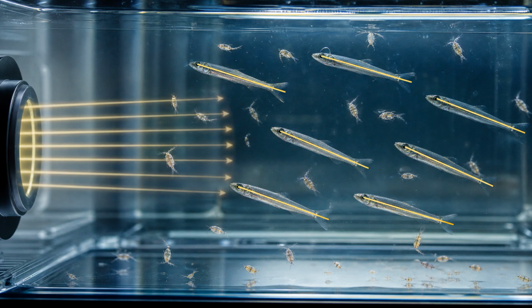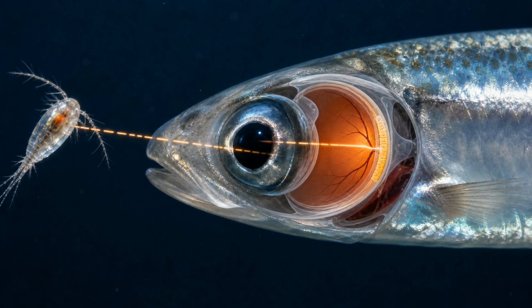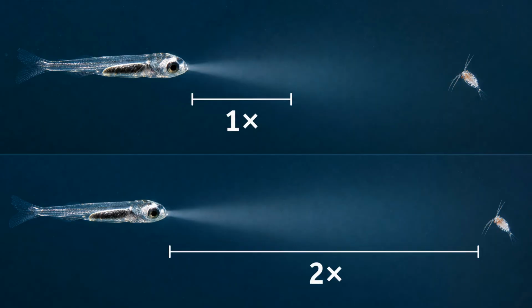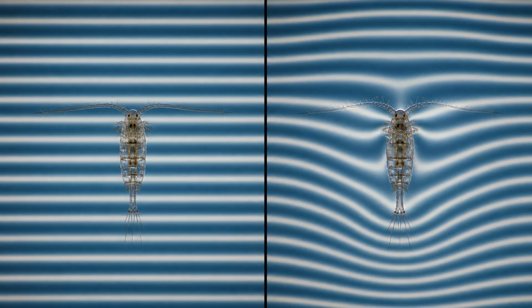In controlled experiments, juvenile anchovies oriented their bodies relative to polarized light while hunting zooplankton. This alignment positioned their polarization-sensitive retina to increase the contrast of prey. Under polarized illumination, the fish detected prey from as much as about twice the distance measured under unpolarized conditions. The polarization did not make the prey brighter. It revealed how the prey disrupted the background light.